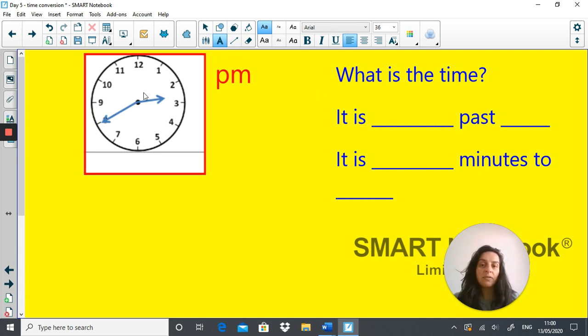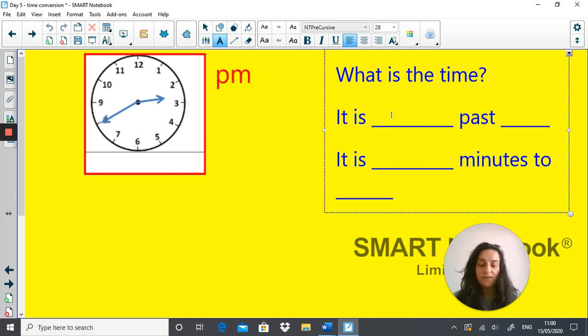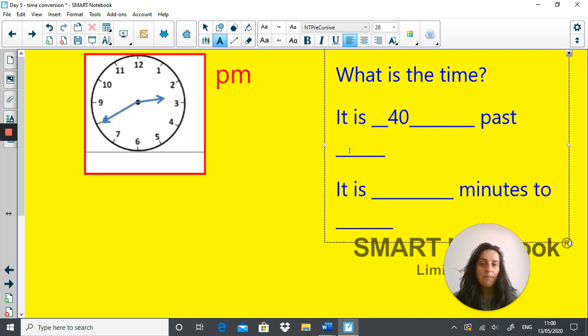So hopefully you would have written down, if you look at the clock, it's PM. So it is 40 minutes past 2. So it is 40 past 2, but it's also 20 minutes to 3. So 20 minutes to 3, and hopefully you would have been able to grasp that because of all the work we're doing this week. Let's move on.